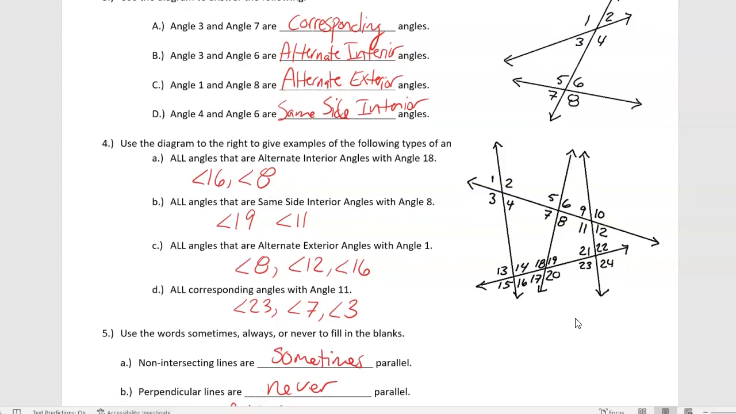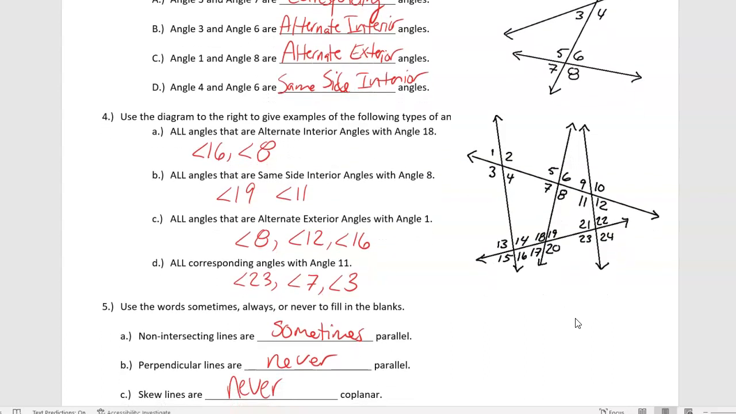And the last one is corresponding angles. Every angle that's corresponding with 11. Now this is where people mess up. 11 is bottom left, so they assume every single bottom left will be a corresponding angle. And that's true as long as a line connects the two intersections. So 11 and 7 are corresponding angles because there's a line that connects those two intersections. 11 and 3 are also corresponding angles because there's a line that intersects both of those intersections.